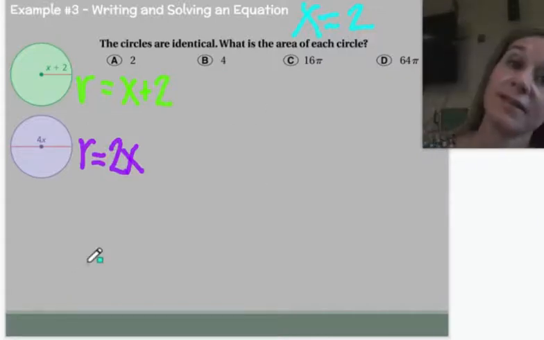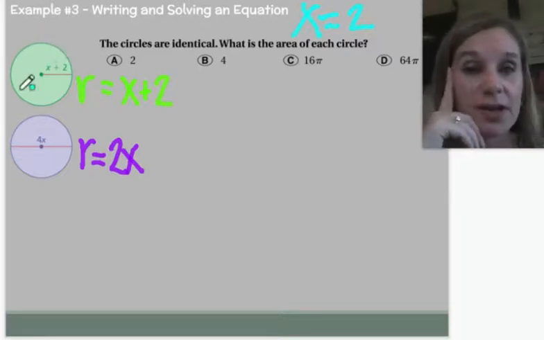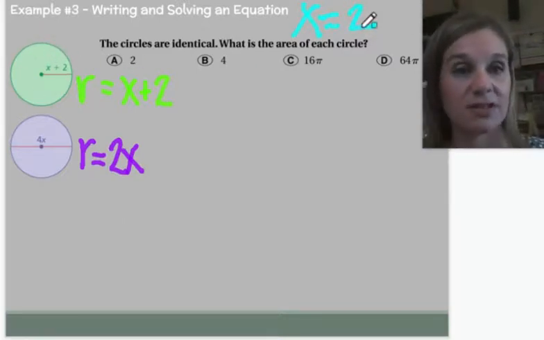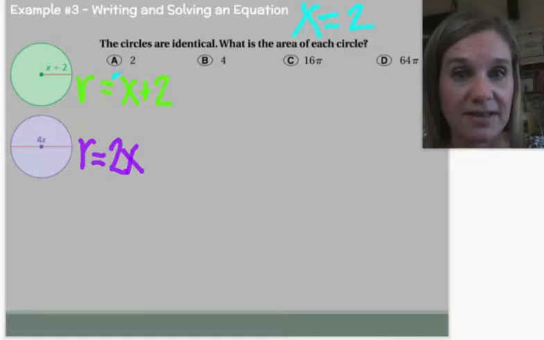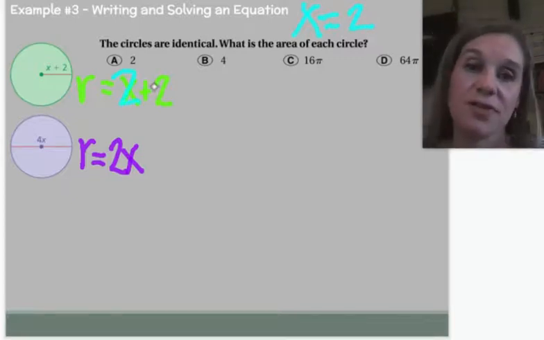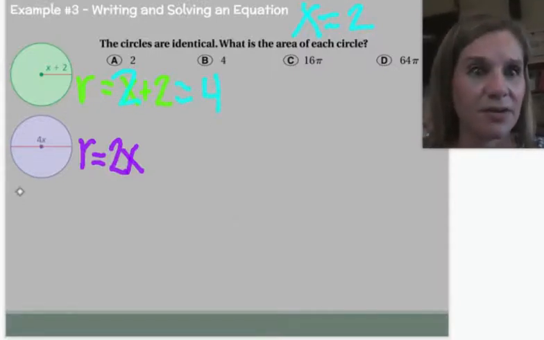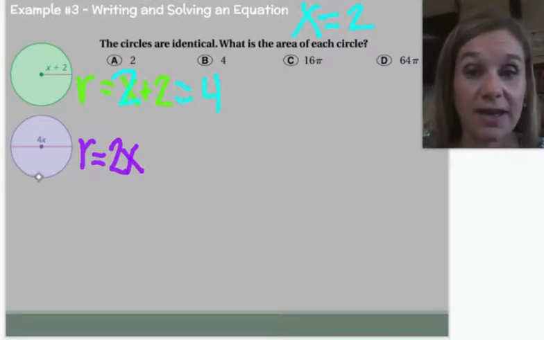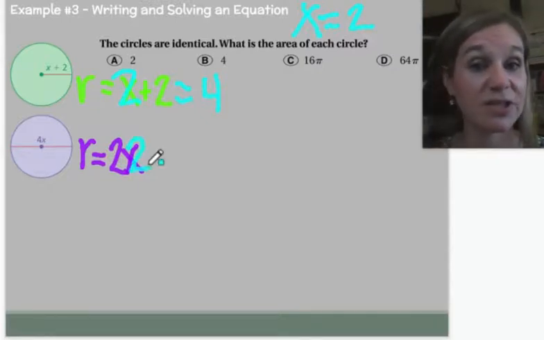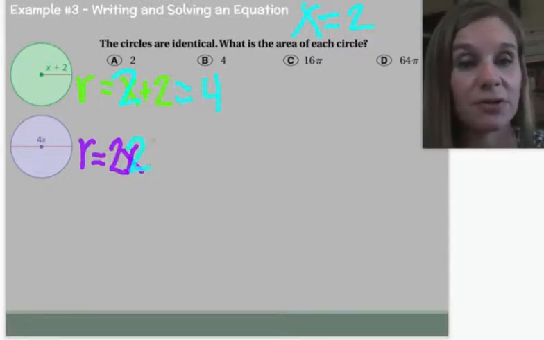So now I'm aware that x is equal to 2. So when I take a look at this green circle, I could substitute this value of 2 wherever I see the x. So if I were to substitute that 2 in for the green circle, I see that the radius is equal to 2 plus 2, which is equal to 4. And then hopefully, since the other circle is supposedly identical, hopefully it's equal to 4 also. But I'm going to do that by substituting the 2 in where I see the x. So if I do 2 times 2, I actually end up getting 4. So they're both equal to 4, so far so good.